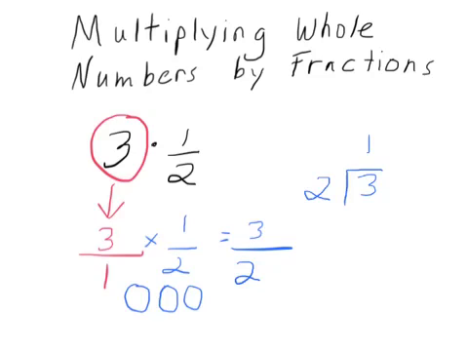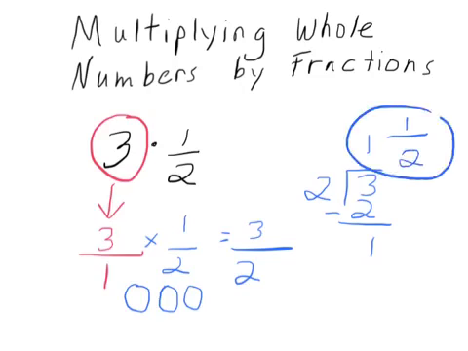It goes in once. I multiply 1 times 2 and I get 2, and I subtract. And then this becomes our numerator, and the divisor becomes our denominator, and so our answer is 1 and a half. And if you think about it, 1/2 of 3, does it make sense? Is it 1 1/2? Absolutely.